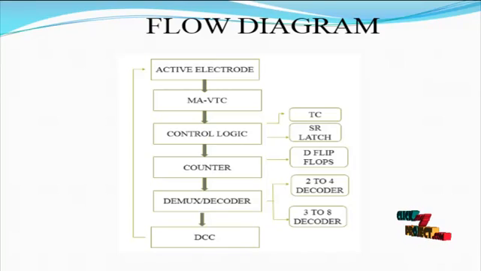The proposed architecture has these blocks. The control logic has timer comparator, SR latch. 2 to 4 decoder is for the decoder architecture, 3 to 8 decoder is for the decoder architecture. The counter consists of JK flip-flops. We can use T flip-flops also. In our product we have used JK flip-flops.